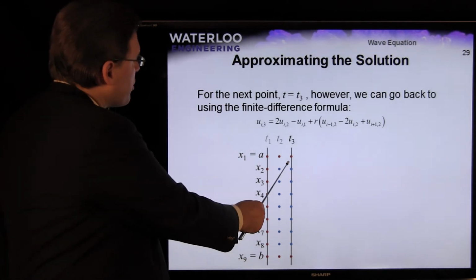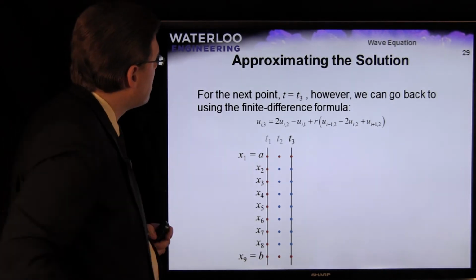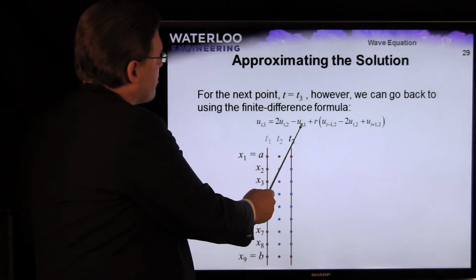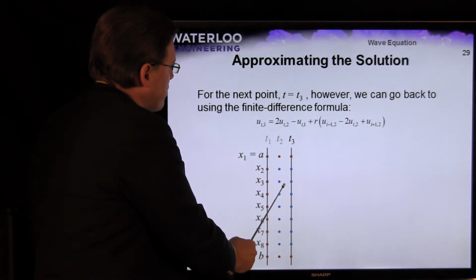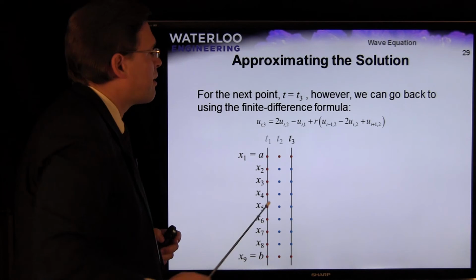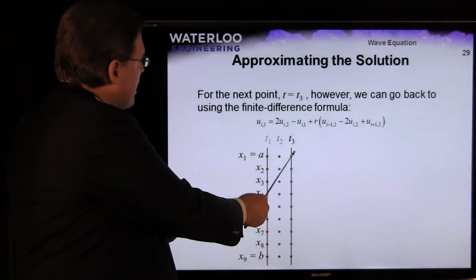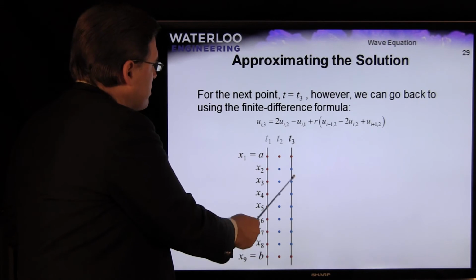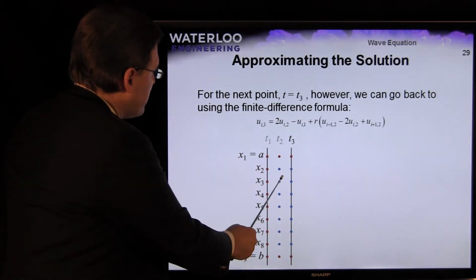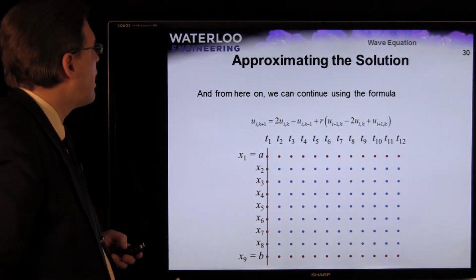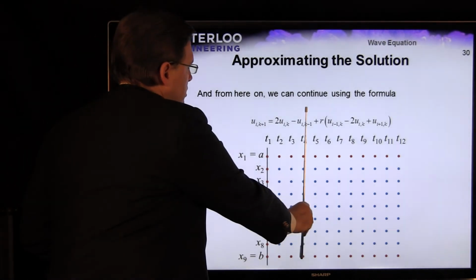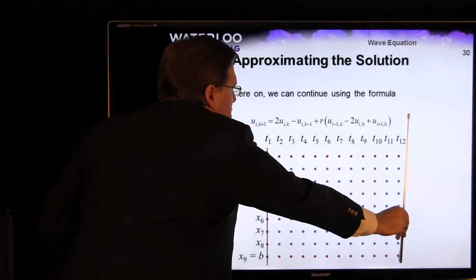Now for the next point, however, t3, notice that all of these values are known. We either previously calculated them or they were the initial values. So from this point on, we can calculate all of the interior points using previously calculated points. And we can do that for every single time step into the future up until the end.